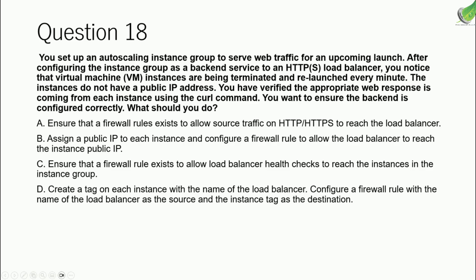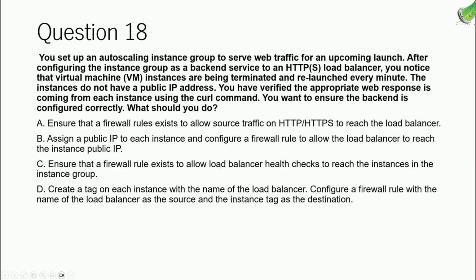What should you do? A. Ensure that a firewall rule exists to allow source traffic on HTTP/HTTPS to reach the load balancer. B. Assign a public IP to each instance and configure a firewall rule to allow the load balancer to reach the instance public IP. C. Ensure that a firewall rule exists to allow load balancer health checks to reach the instances in the instance group. D. Create a tag on each instance with the name of the load balancer. Configure a firewall rule with the name of the load balancer as the source and the instance tag as the destination.